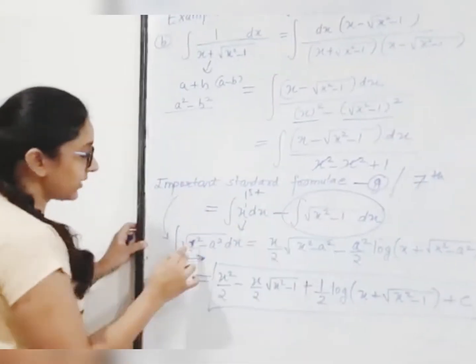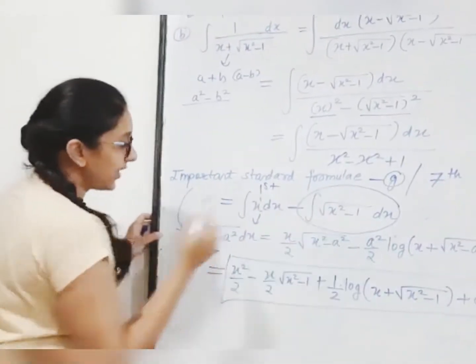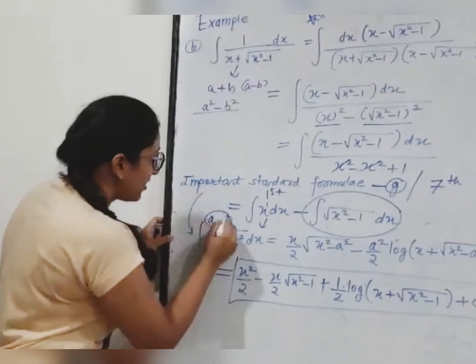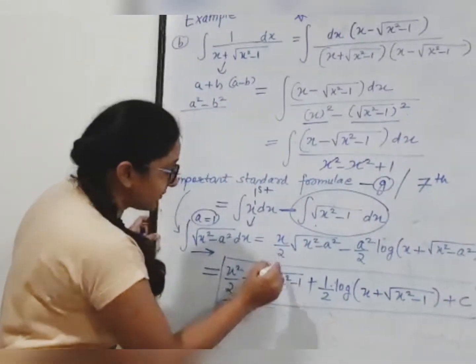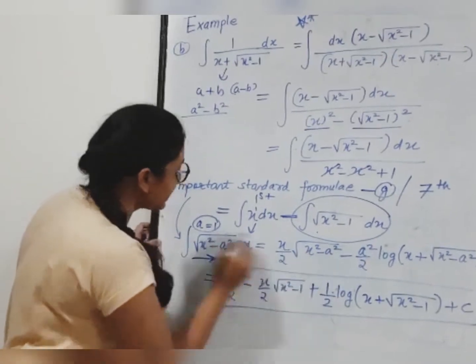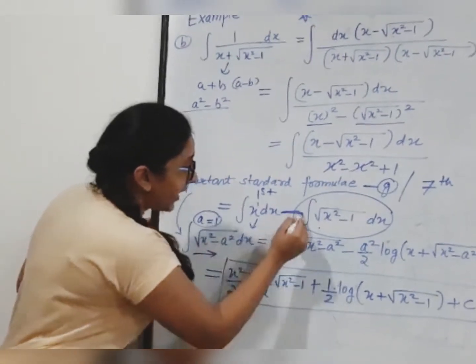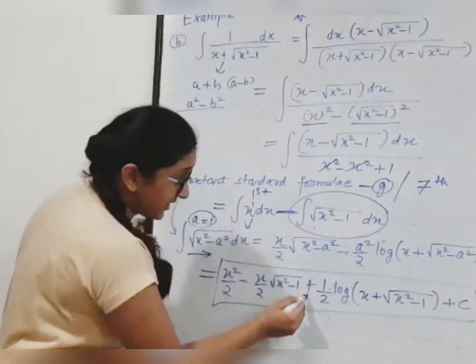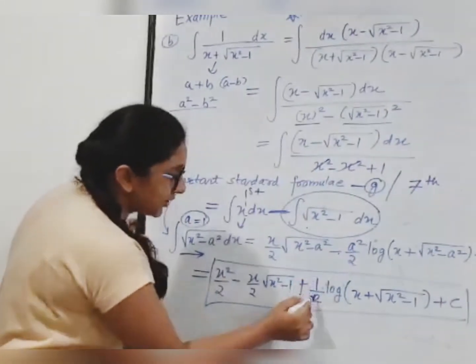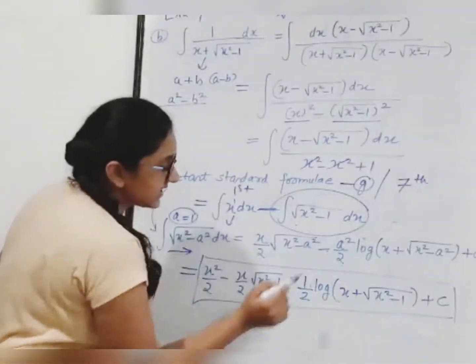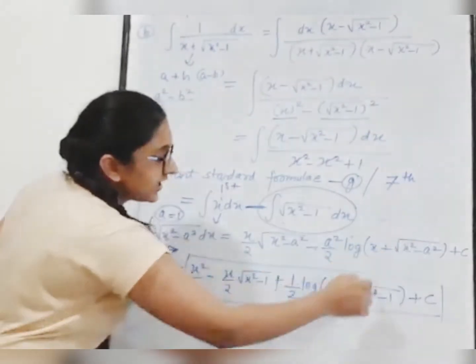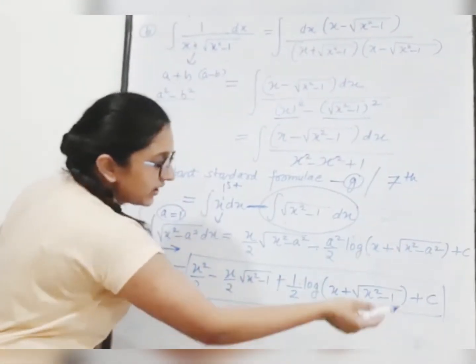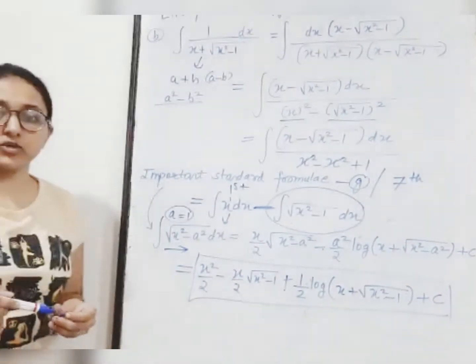So here x is replaced by x and a is replaced by 1. If a is 1 and we use this formula, we get minus of x by 2 root over x square minus a, where a is 1 so 1 square, and minus of minus, which will give me plus. a is 1, so 1 by 2 log in bracket x as it is plus root over x square as it is minus a, 1 square, that is 1, plus c, the constant of integration.